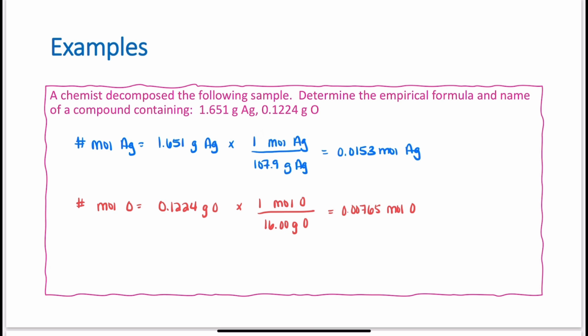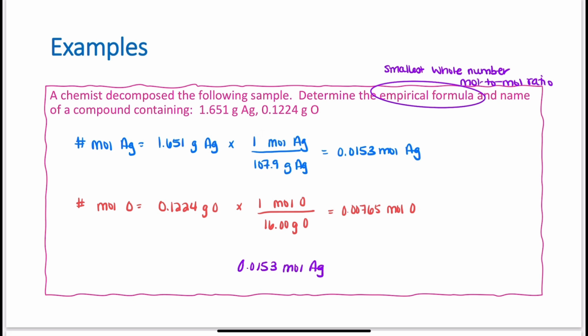0.00765 moles of oxygen. Remember, what I'm looking for is the empirical formula. And empirical formula is defined as the smallest whole number mole-to-mole ratio. Which means I need a ratio of the elements to one another, but I want the smallest ratio, which also tells me a lot of information. It tells me I'm going to be dividing by the smaller of the two numbers to get whole numbers, but I'm also going to be dividing so I can get that ratio and compare them. I look at these two numbers and I see that the number for oxygen is smaller, so I'm going to divide the silver by the oxygen.